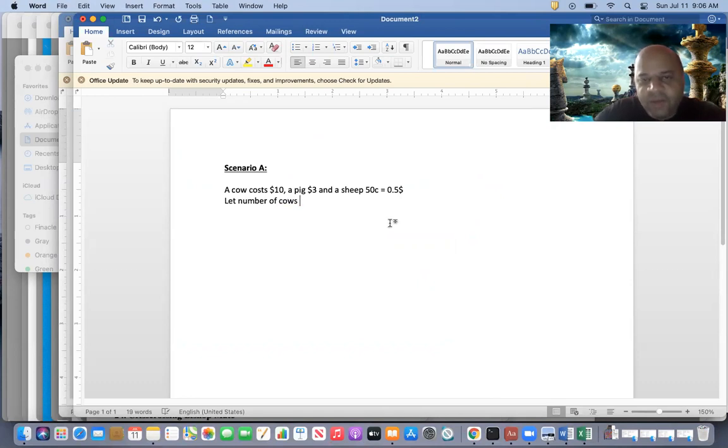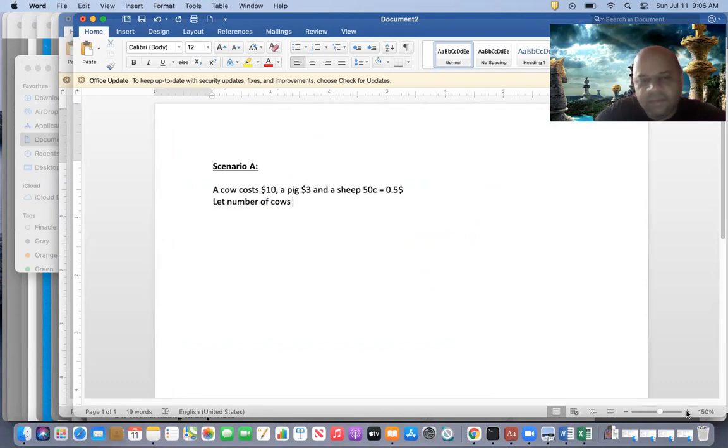Can you read what I'm typing? Yes, sir. Let the number of cows be X. Pigs is equal to Y, and let sheep be equal to Z. Now, what is our target? Our target is X plus Y plus Z should be equal to 100, because the total number of all the animals should be equal to 100. Correct? You are getting this?